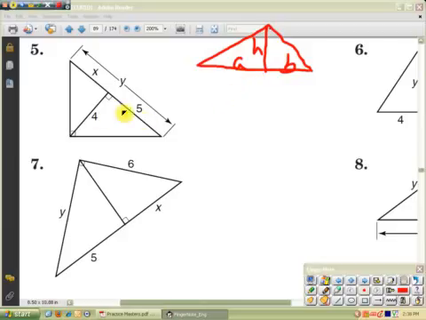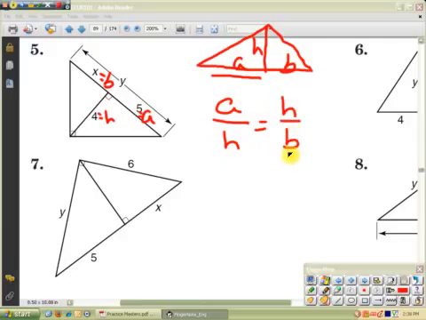So in our picture here, 5 will be A, x will be B, and 4 will be H. Because A is the longest side here, and B is the shorter side. So if we plug the numbers we have for number 5 into our general formula for finding missing numbers, we should be able to solve this. So we're going to have 5 over H, H is 4, equals 4 over B. B is x, B is our missing piece.